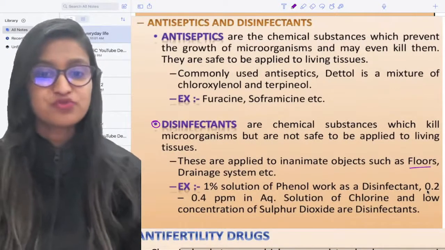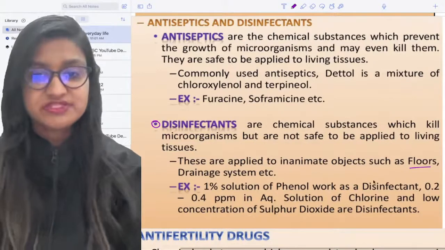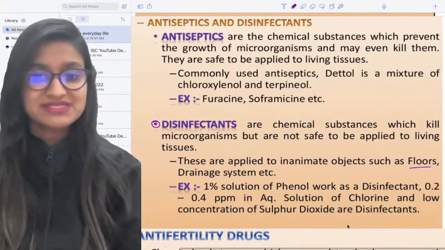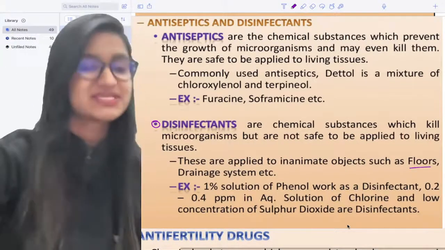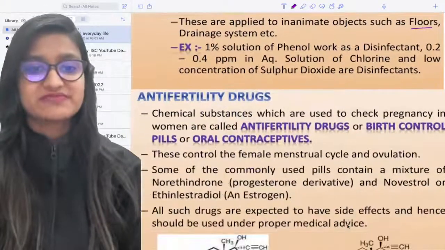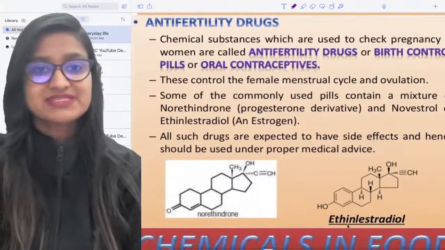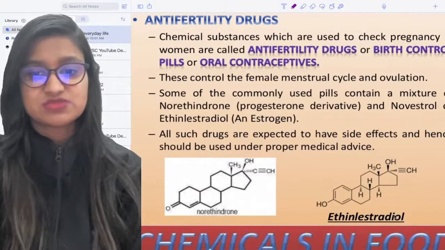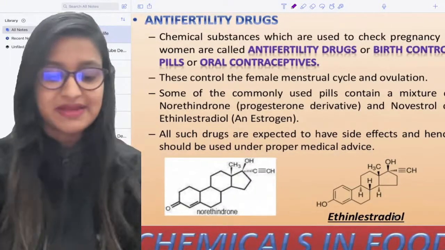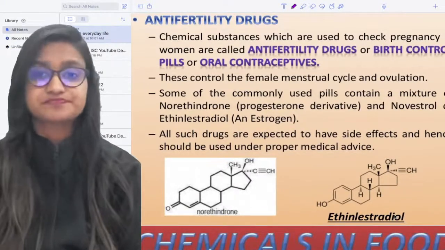0.2 to 0.4 ppm in aqueous solution of chlorine and low concentration of sulfur dioxide. These are also disinfectants. ठीक है? Now the next thing is anti-fertility drugs. What is the next thing? It is anti-fertility drugs. ठीक है?